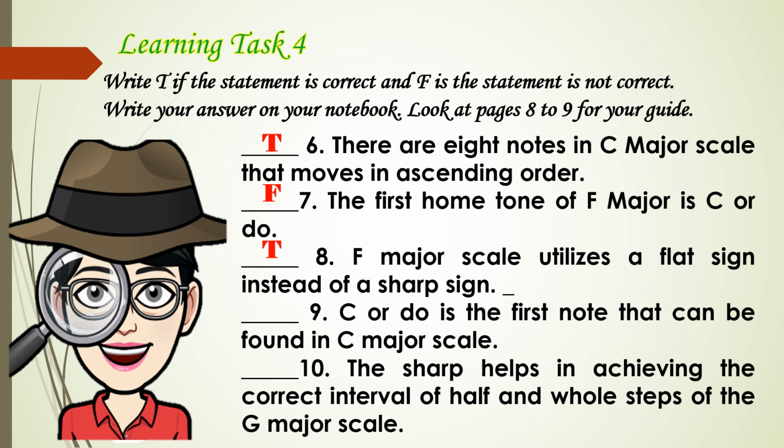Outstanding! Number 9. C or Do is the first note that can be found in C major scale. And the answer is letter T. Take a bow! Number 10. The sharp helps in achieving the correct interval of half and whole step of G major scale. And the answer is letter T. Wonderful!